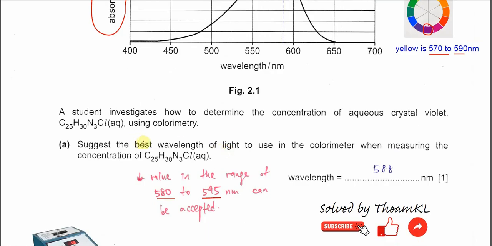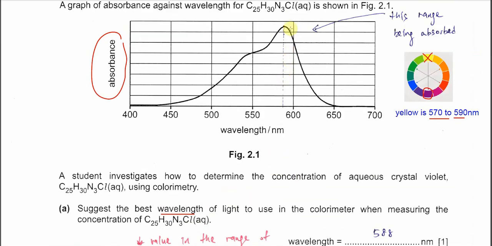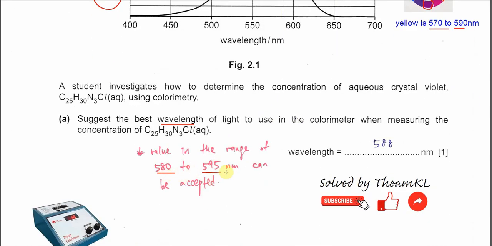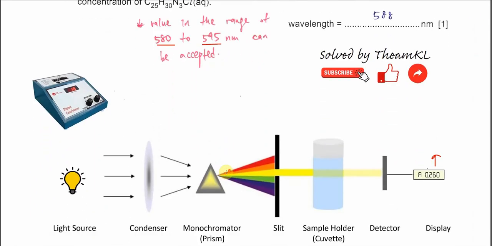Again, a student investigates how to determine the concentration of aqueous crystal violet using this meter. Suggest the best wavelength of the light used in the colorimeter. Again, we must refer to this maximum. So the range is about 580 to 595 nanometer.